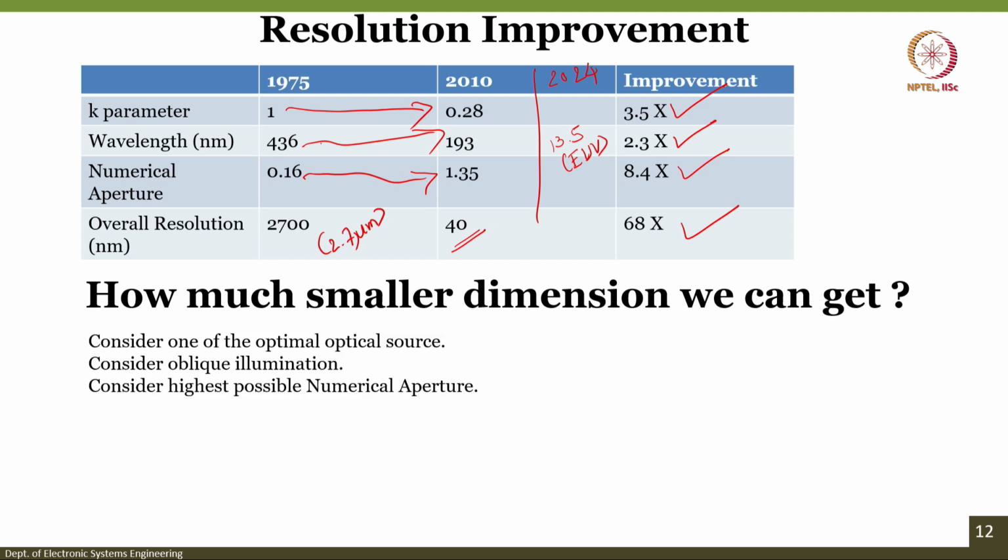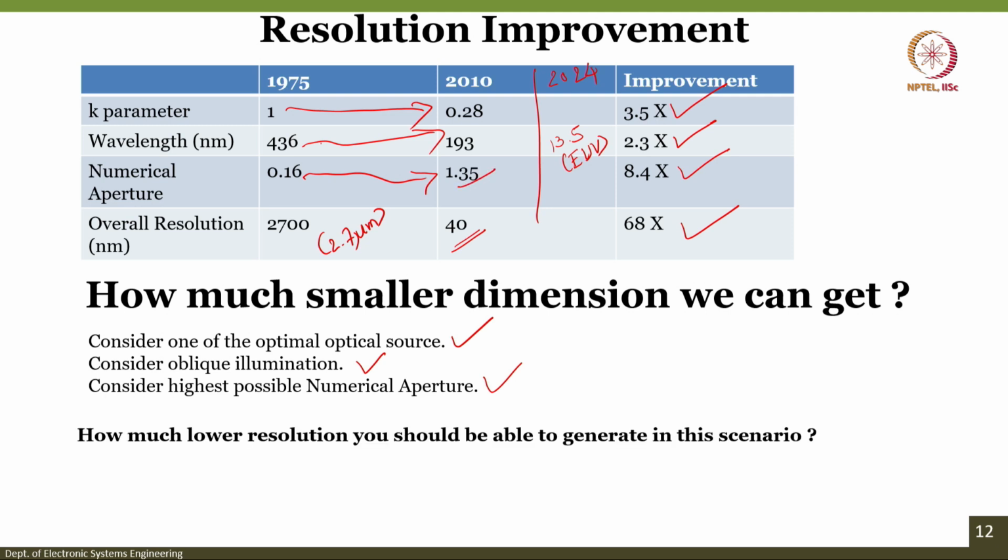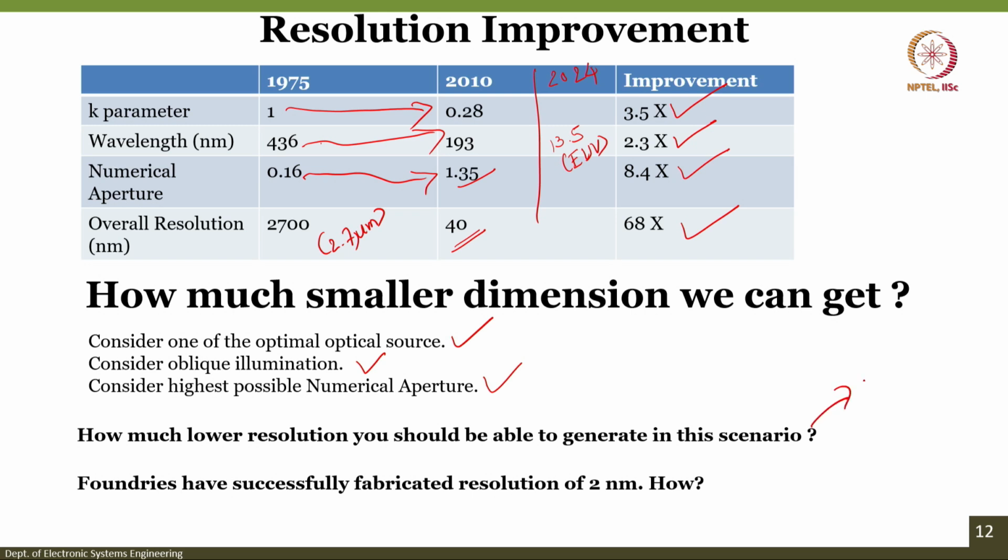See, consider one of the optimal sources, whatever we have talked about, all the sources I have given you energy spectra, consider that. Consider oblique illumination, you should know what the k value is for oblique illumination. Also consider the biggest possible numerical aperture you can get, consider 1.35 for now. Put the values, identify what smallest pitch you can get. On the contrary, whatever values you get, foundries have successfully fabricated 2 nanometer resolution. So let us say with this you are getting some value, pause the video and check. Let us say you are getting 50 nanometer, I am just assuming, I will ask next time what value you got.